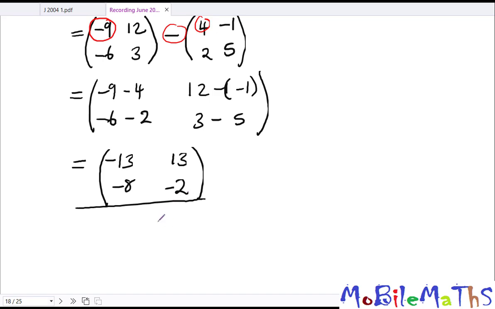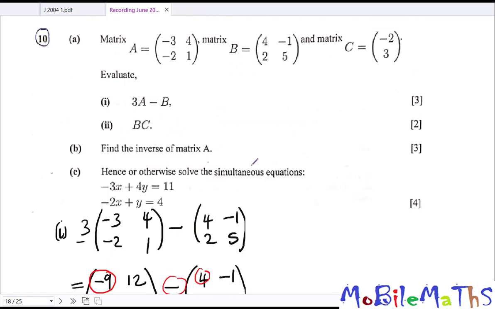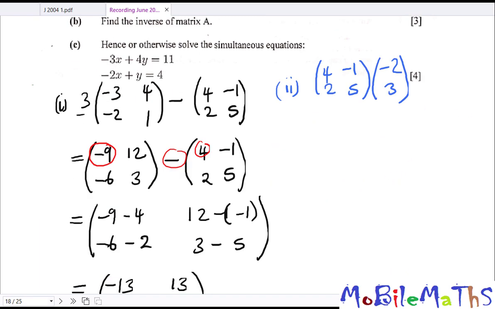Okay. Now we move on to the next question. They are saying BC. So we have B. I'm going to work it here. Second question, BC. That's 4, 2, and minus 1 and 5. We are multiplying with minus 2 and 3. So before you do anything, you check if it's possible to multiply these values. So here it's a 2 by 2 matrix multiplying with a 2 by 1 matrix.